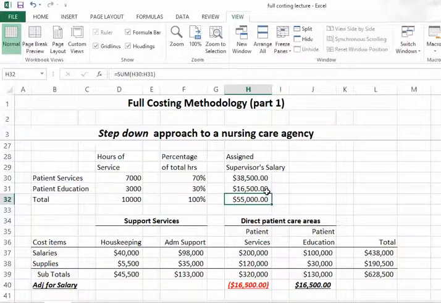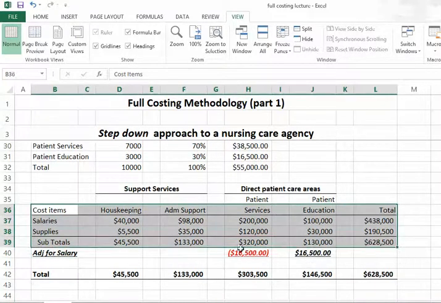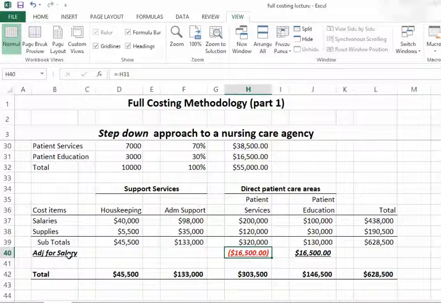So the next piece in the calculation relates to allocating this salary that originally was in patient services and now moving it over to patient education. So what we've done is we have the exact same table that you've seen before, but in this case we've added an additional line. The additional line is adjustments for salary. This line means that we are subtracting the $16,500 from patient services because, again, the supervisor is paid out of patient services cost center, but she also provides services as a supervisor to patient education. So we're subtracting that from patient services and then adding that to patient education.